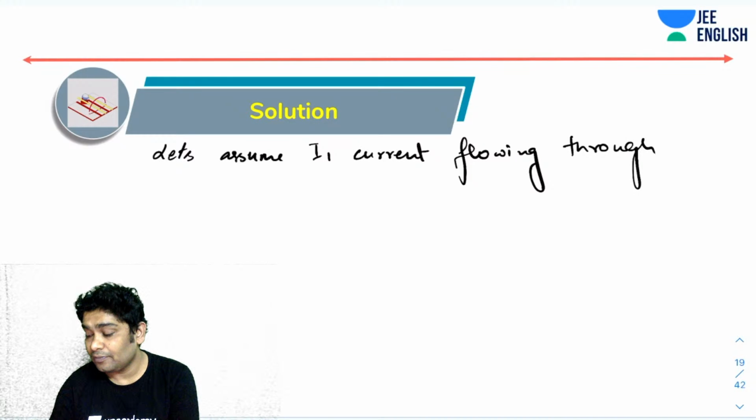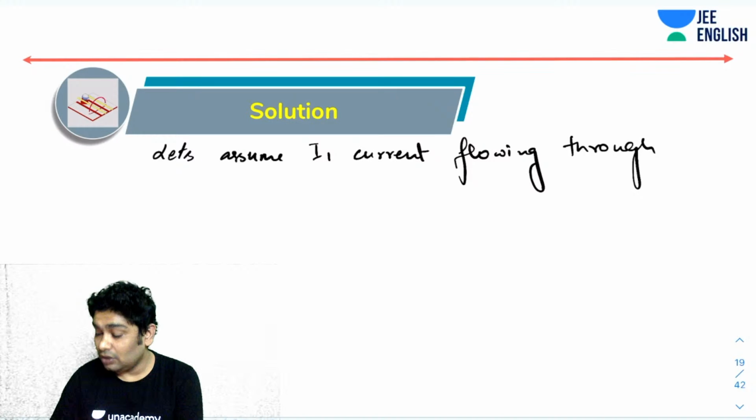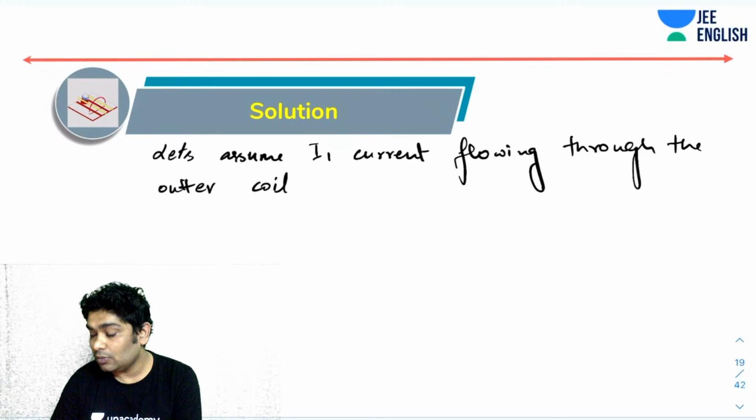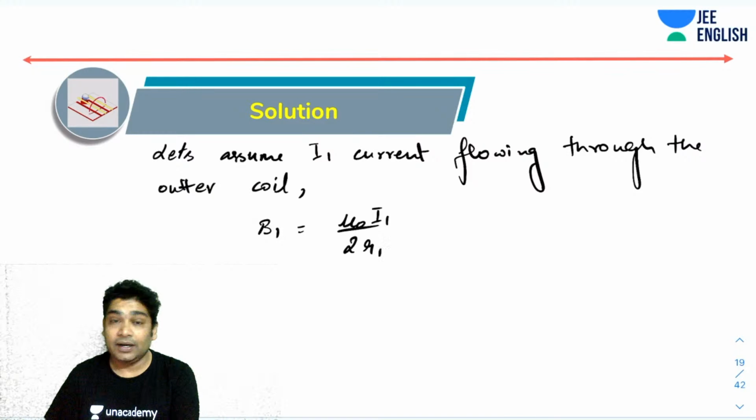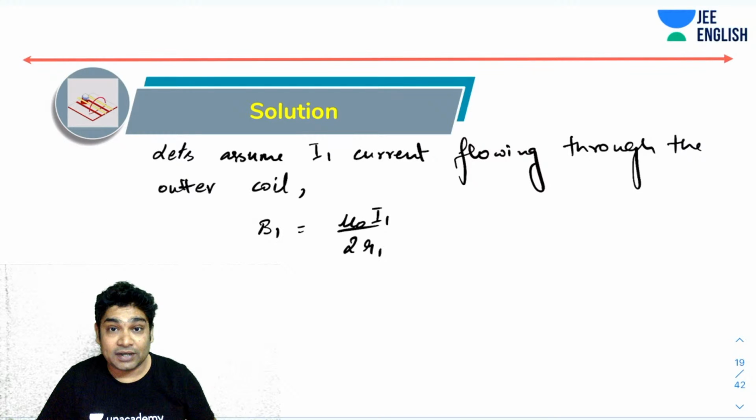Okay. Now, can I say I know the magnetic field the outer coil will produce at its center, B at the center? Let's call that B1. I know how much that is: mu naught I1 over 2R1. Great, that is the formula. I hope you guys remember this.